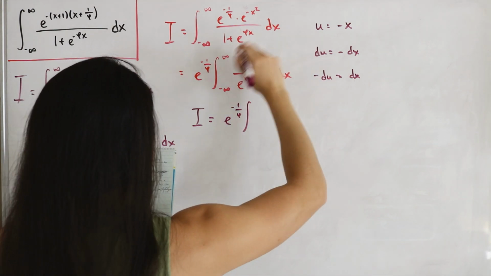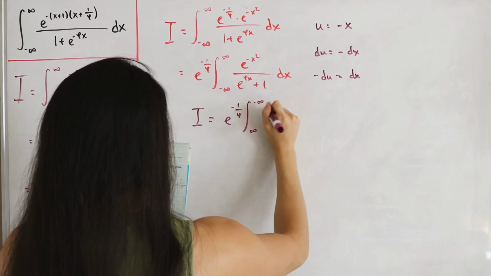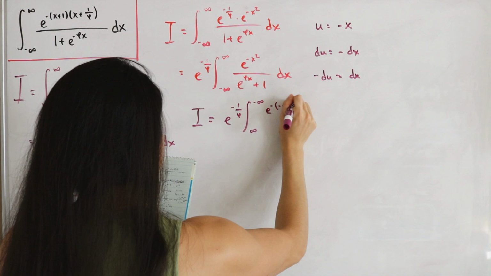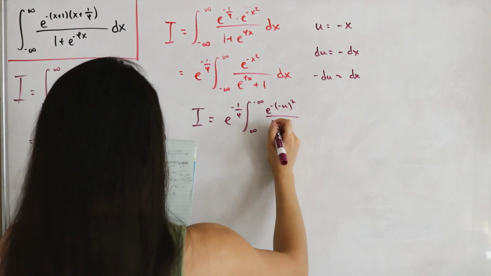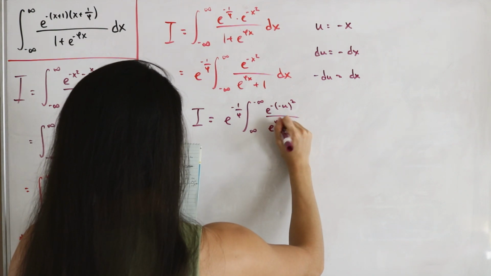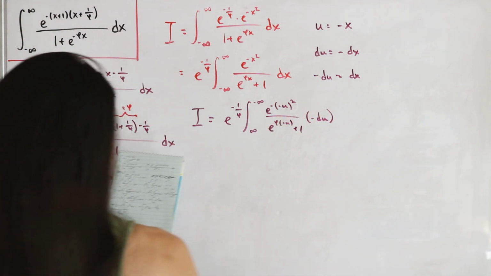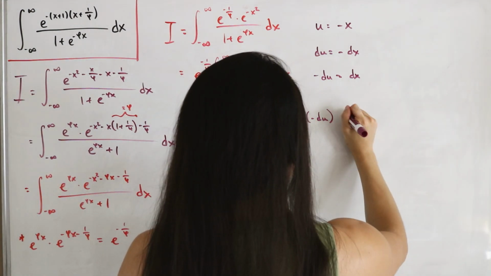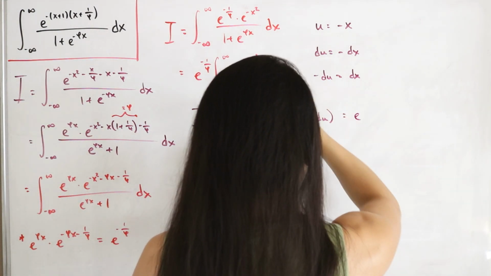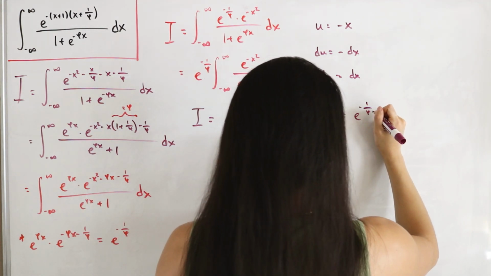So then we change our bounds. So this is going to be negative infinity on the top, infinity on the bottom. So e to the negative u squared, then divided by e to the phi times negative u, and then plus 1, multiplied with negative du. So we just changed our bounds, and that's a negative. That cancels out. So e to the negative 1 divided by phi.